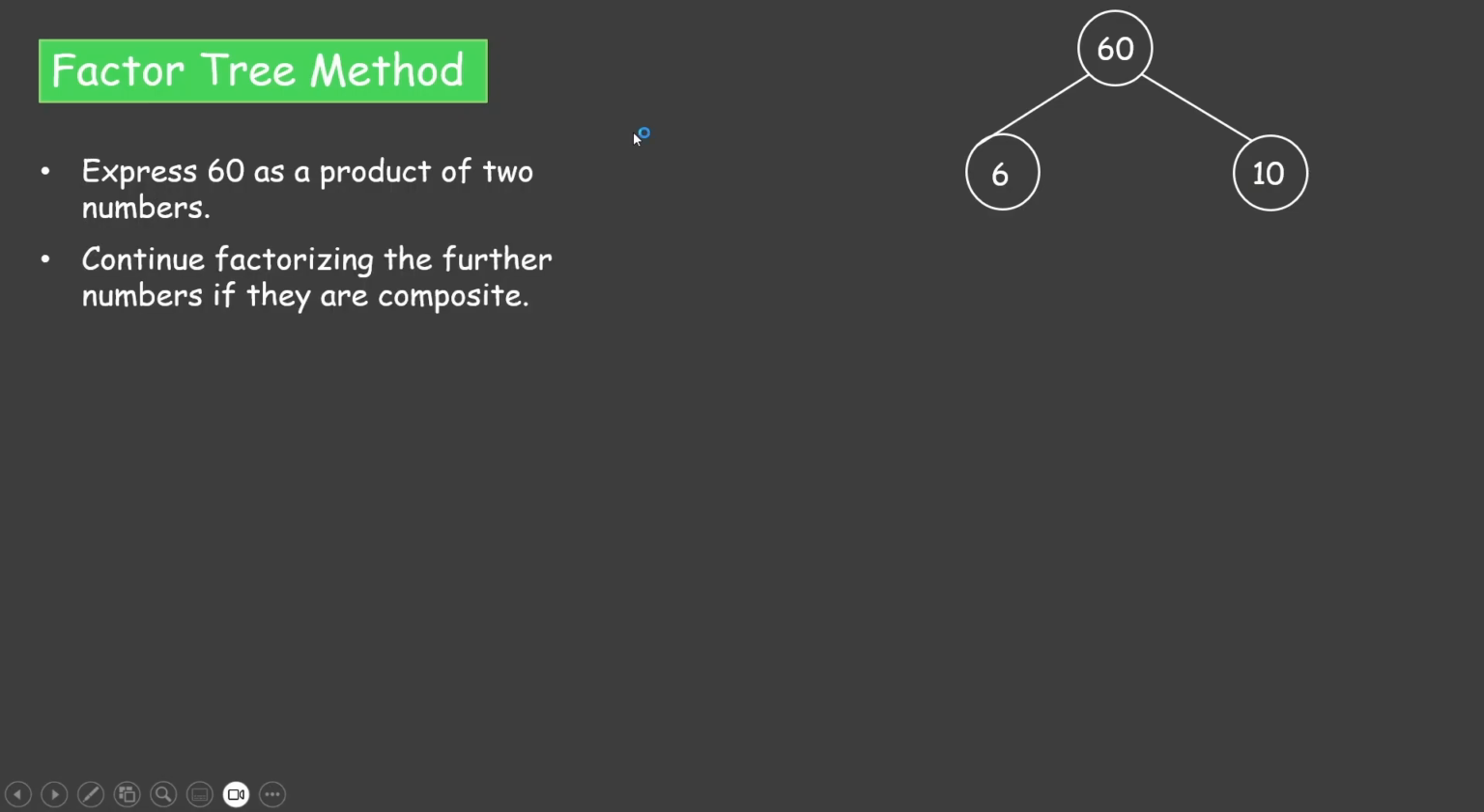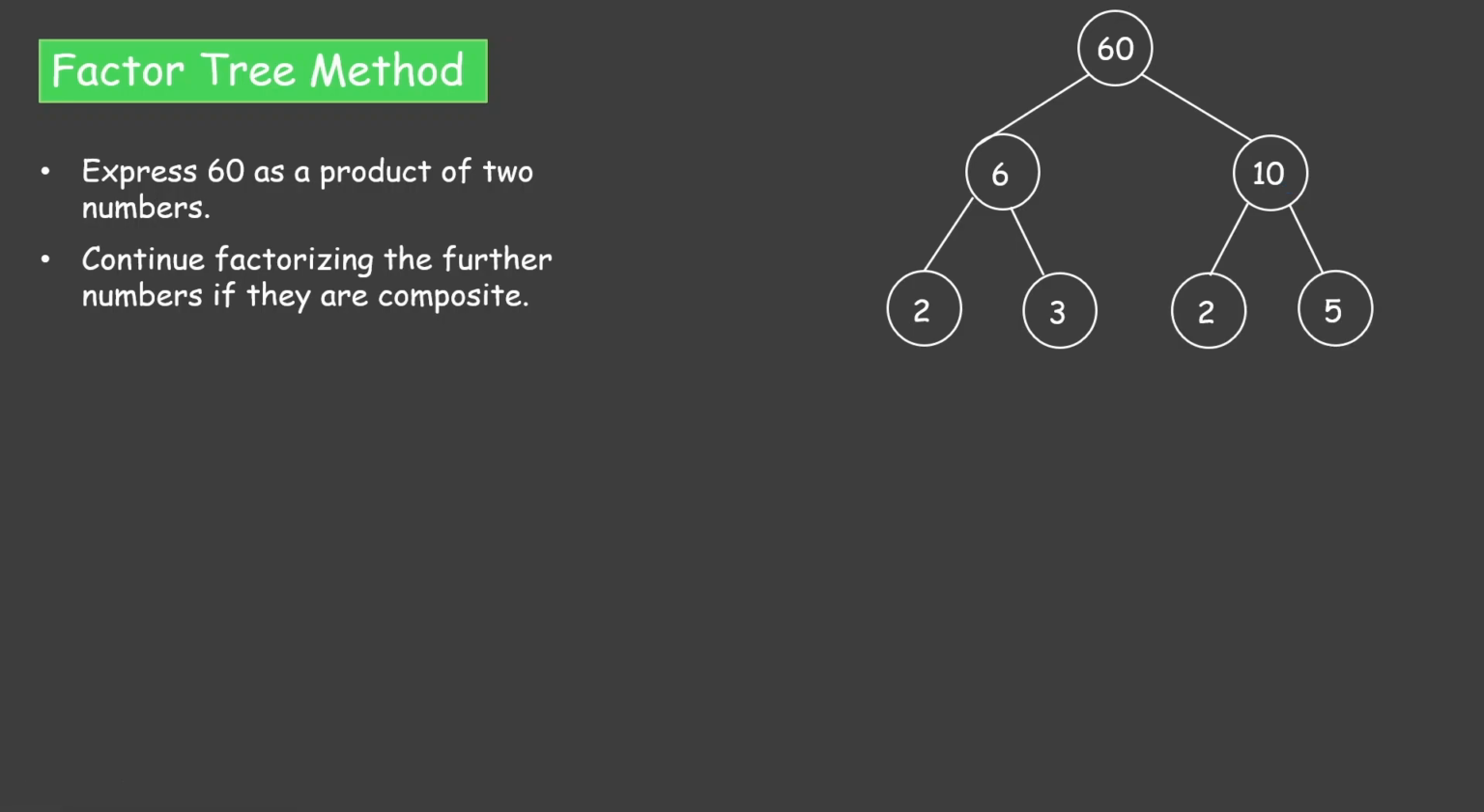Then we'll continue factorizing till the numbers we are getting are prime. 6 is composite, so we can factorize it further and we can write it as 2 into 3. 10 can be written as 2 into 5. Once you have all the prime numbers which cannot be factorized further, you can stop. So we'll continue till all the factors are prime numbers.